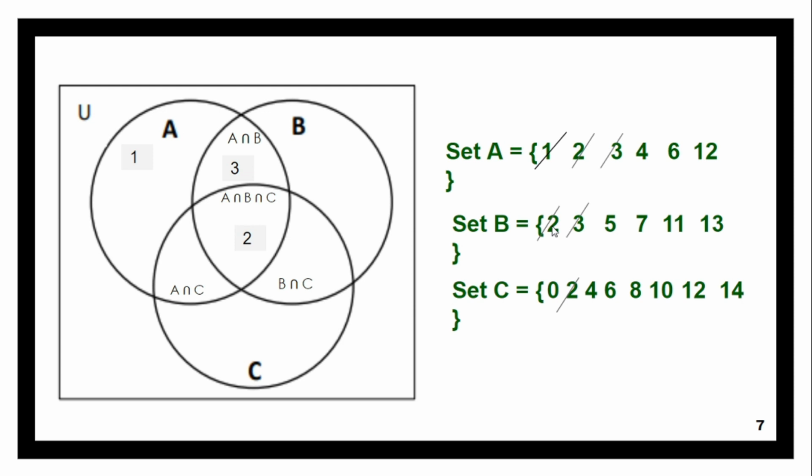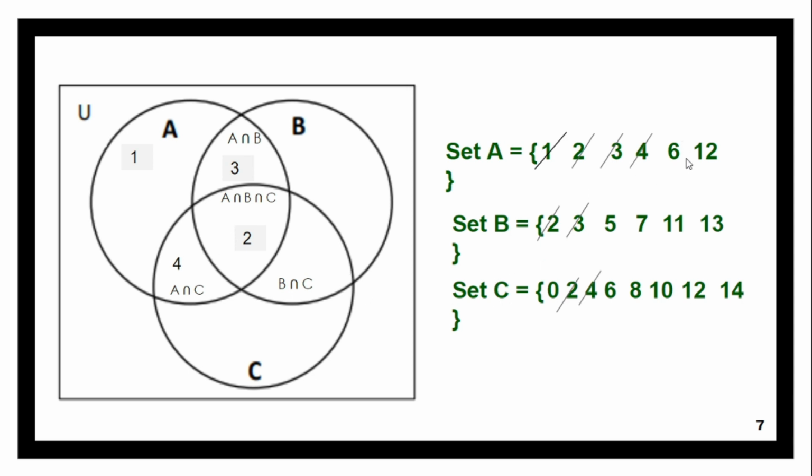Next is we have 4. Si 4 po ba ay unique kay A? No, si 4 po ay kapareho ng element ni C, ang isang element ni C. So, we will write 4 here in this portion, A intersection C. There. Then, let's cancel 4.